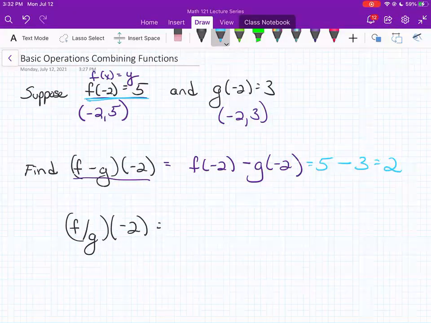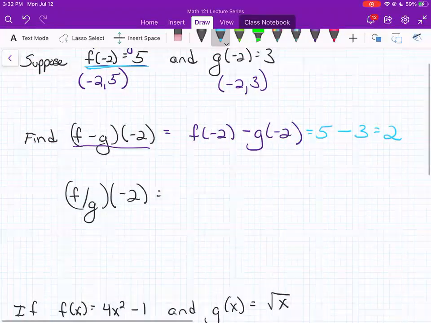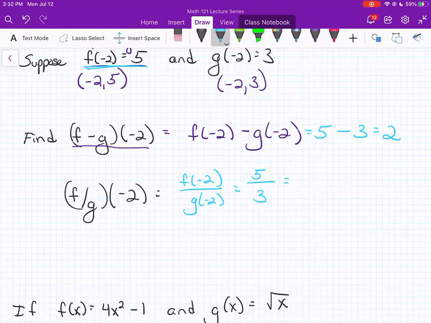If I want to perform the operation of division, I can think of this f over g of negative 2 as f of negative 2 over g of negative 2. Again, I know that f of negative 2 is 5 and g of negative 2 is 3, and so those two functions give us 5/3.